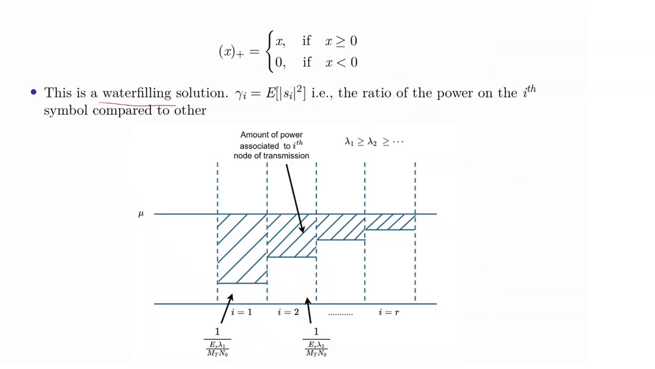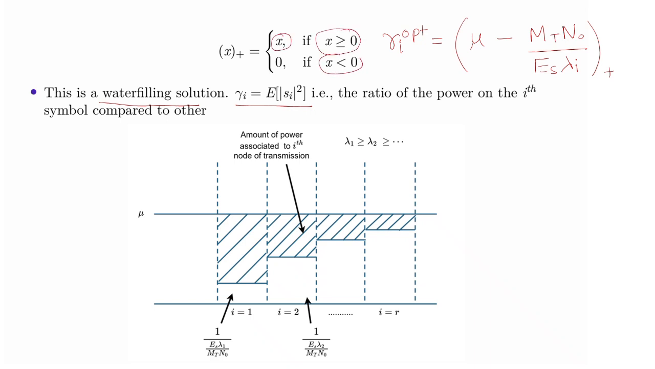This is a water filling solution. So gamma i, which is the expectation of mod Si square, is the ratio of the power on the ith symbol compared to the others. From the previous solution, we have seen gamma i opt is written as (mu minus M t N naught by Es lambda i)+. So plus basically simply means that if x is greater than or equal to 0, it is equal to x, and if x is less than 0, then it is equal to 0.